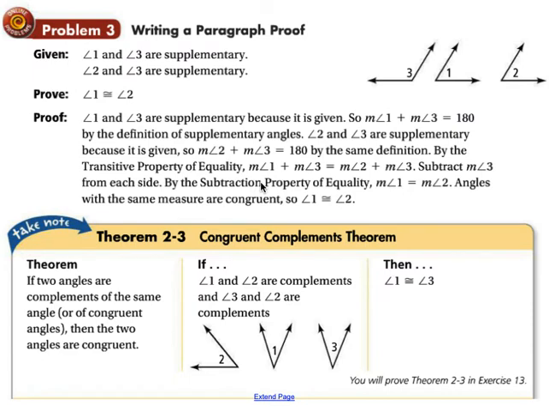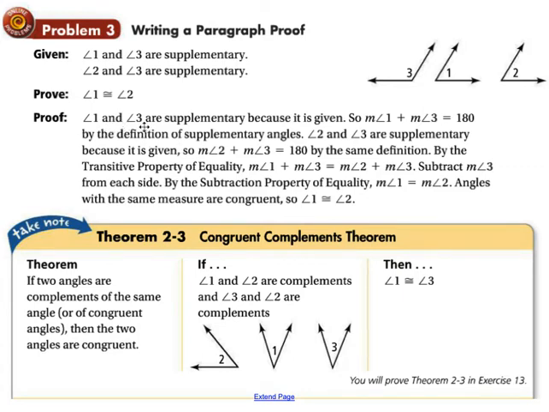Well, let's see how we actually prove that. And here's an example of a paragraph proof, and I think you'll see very quickly that it's much easier to understand and much easier to follow when we use the 2-column proof. So we're given angle 1 and 3 are supplementary, and angles 2 and 3 are supplementary. Prove that angle 1 and angle 2 are congruent. So here's our proof, and this is in paragraph form.